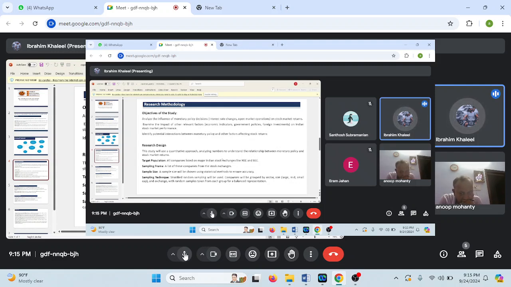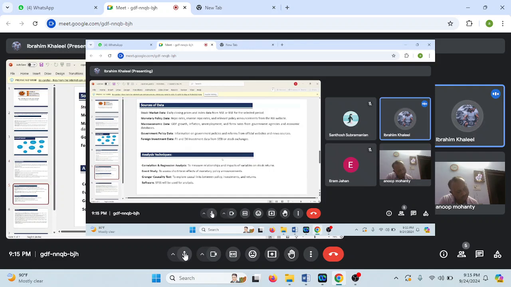And the sampling technique will be random sampling, with the companies grouped sector-wise, like large cap, mid cap, small cap. Based on that, we are going to evaluate those companies, how they are actually affected.